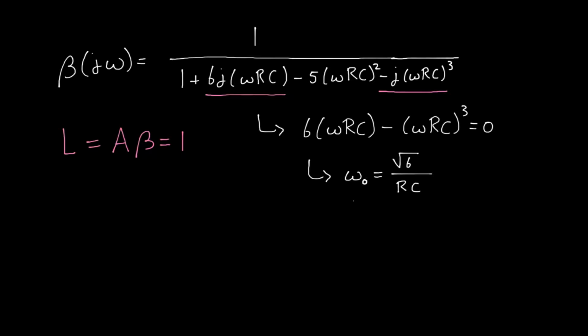The last step that you should take is reminding yourself that this is an angular frequency. To get to the absolute frequency, f oscillation, you should simply take omega at oscillation over 2 pi, which is the square root of 6 over 2 pi RC.